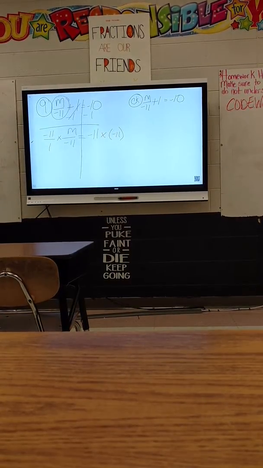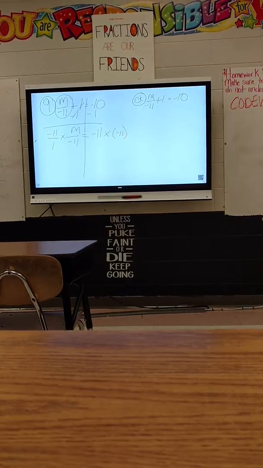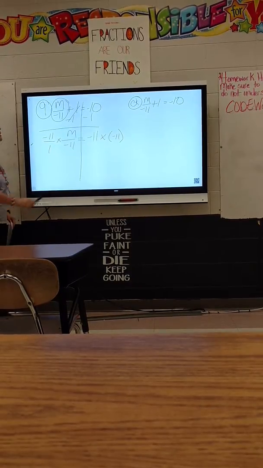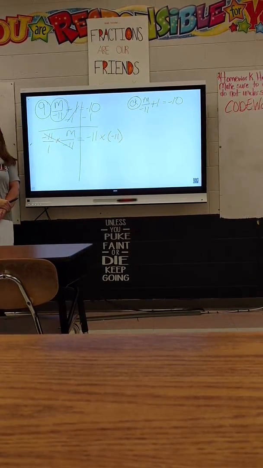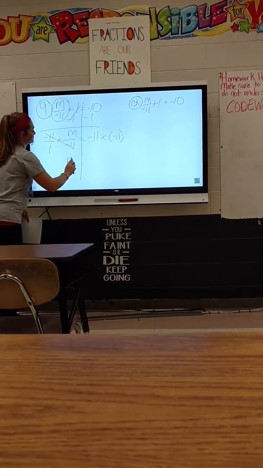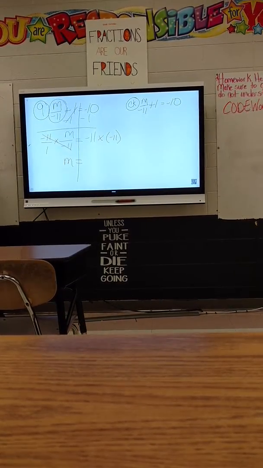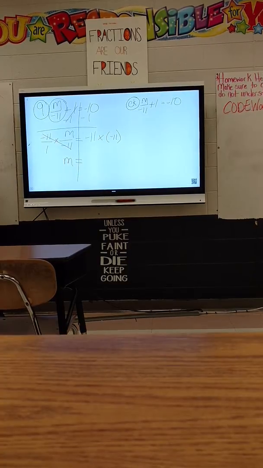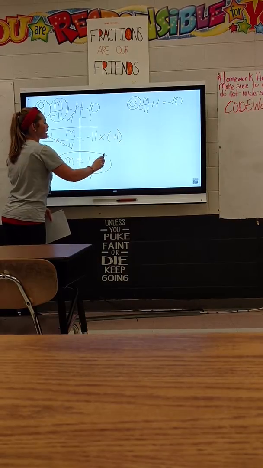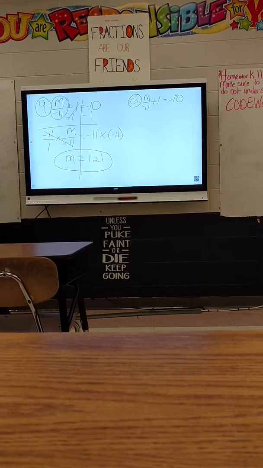What do we know about multiplicative inverses? They cancel out. They leave me with a value of 1, but 1 times m is just m. Negative 11 times negative 11. What is the value? Positive 121. Do you remember at the beginning of the year when we talked about perfect squares? Yes. Is 121 a perfect square? Yes. Good.